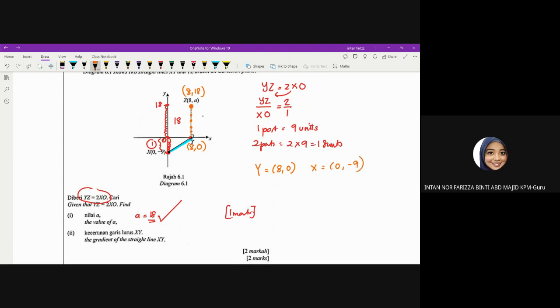So can we find the gradient? Of course. m of XY equals 0 minus -9 over 8 minus 0. So don't get dizzy girls, just press the calculator, you get 9 over 8. That's all. Okay, so that is for question 8. I think Question 9 next.